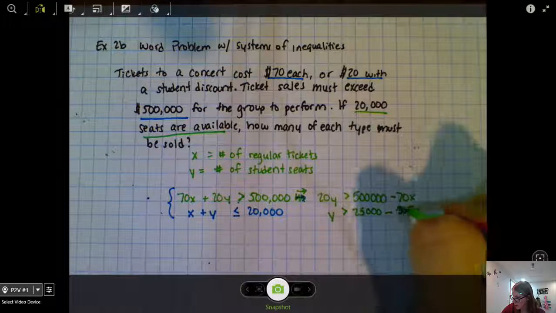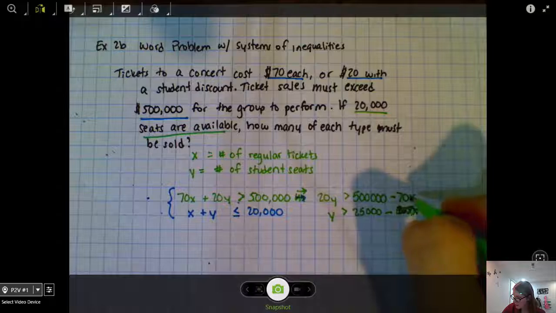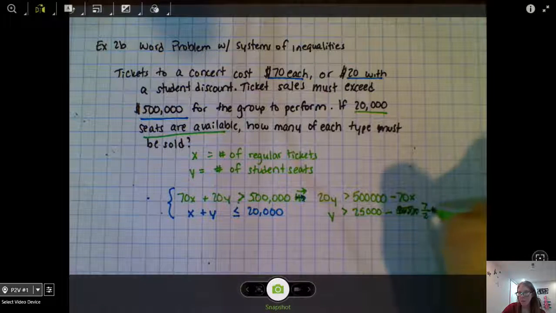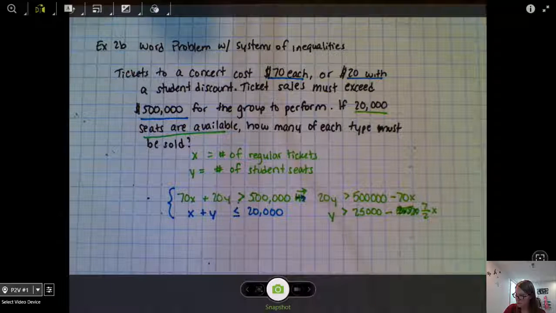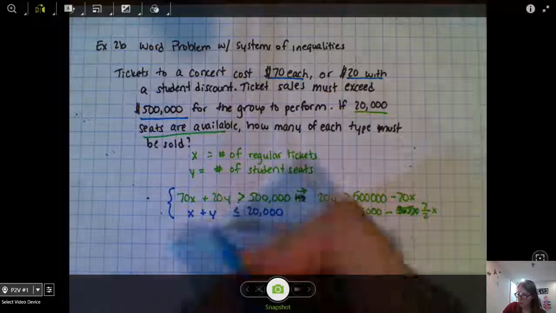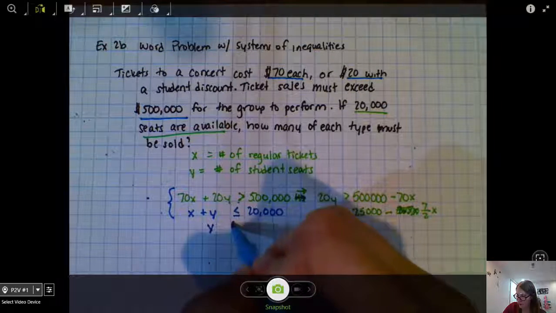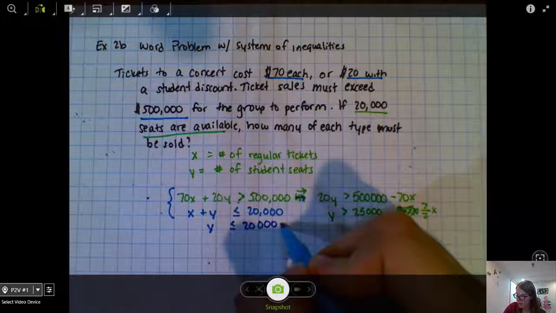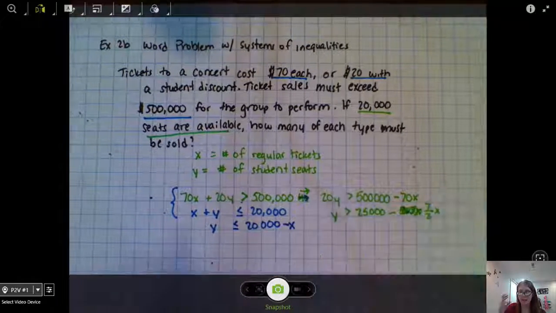And I'm actually going to leave that as, instead of 3.5, 70 over 20 is 7 over 2 x, because this will make it a little bit easier to see rise over run. And then my second inequality, let's get y by itself, subtract x from both sides. Y is less than or equal to 20,000 minus x.